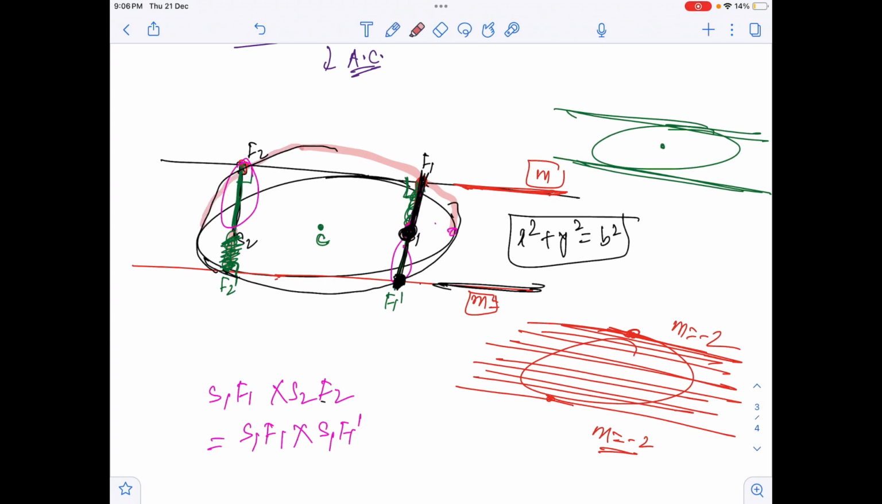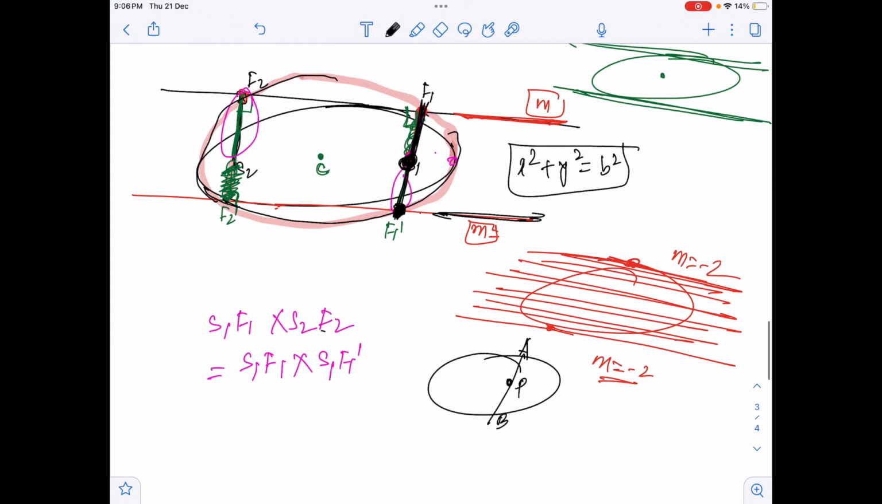Now what about this into this distance? So clearly you can see we have a circle over here. So we have a circle, and if you have any random point P and a secant cutting it at A and B, and let's say C and D. So from circle we know PA into PB equals PC into PD. This you can prove just by using similarity.